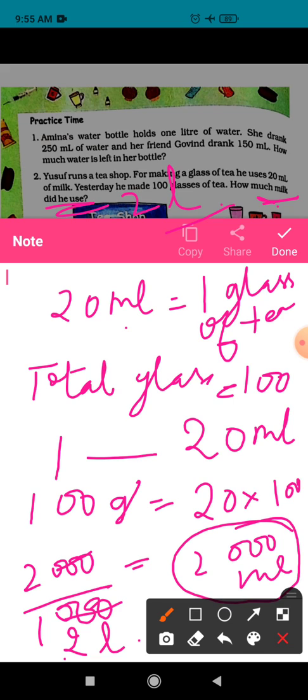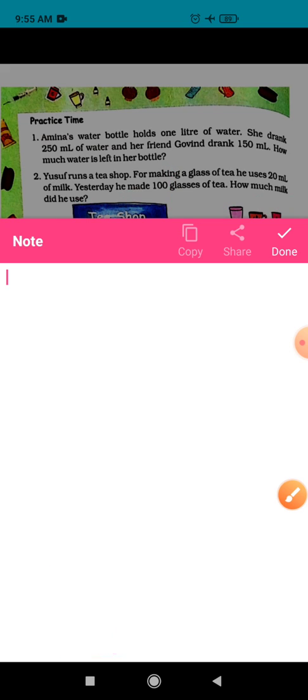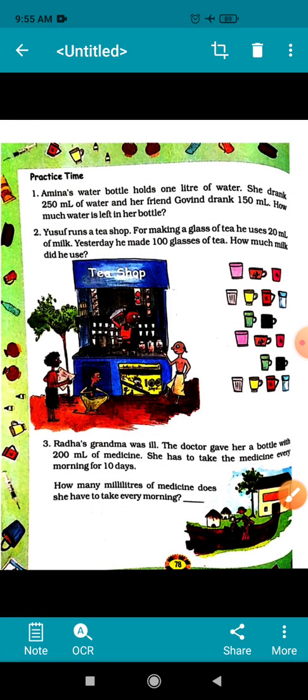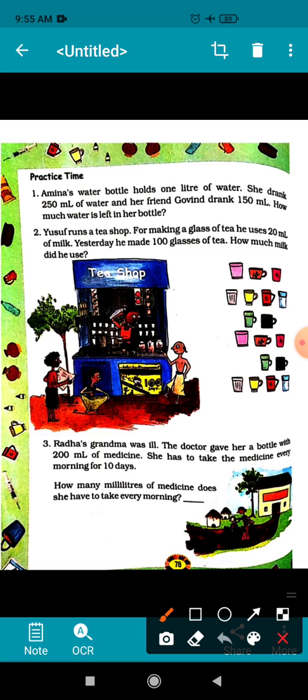Children, hope you all have understood this problem. Now let us see question number 3. Radha's grandma was ill. The doctor gave her a bottle with 200 ml of medicine. She has to take the medicine every morning for 10 days. How many milliliters of medicine does she have to take every morning?